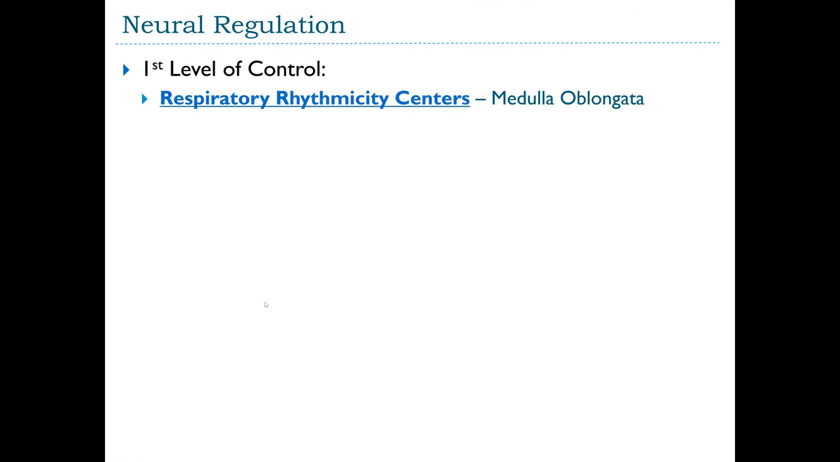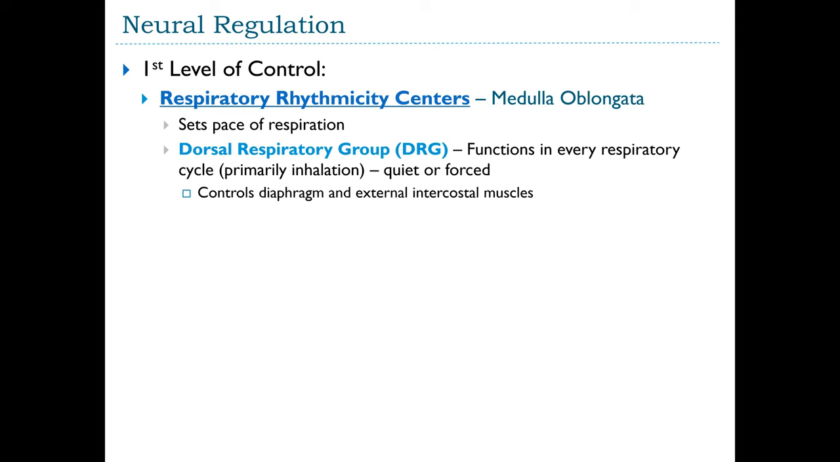You also have neural regulation of the respiration, and there are several levels of control with the neural regulation. And the first level of control is the respiratory rhythmicity centers in the medulla oblongata. So these centers set the pace of respiration, and there are two groups. The dorsal respiratory group, or DRG, functions in every respiratory cycle and controls primarily the inhalation. So it doesn't matter if you're doing the quiet breathing or forced breathing, the DRG is going to be active.